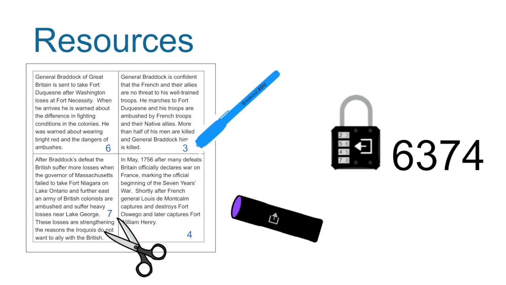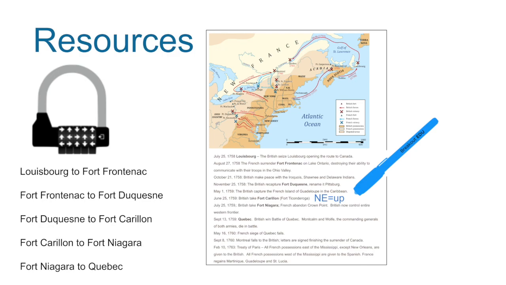You will also hand them the cut-out sequencing of events. Make sure that you write on the sequence of events before you cut them out 6374, as seen on the image. Once the students read and put these events in order, they'll use the black light to reveal the code, 6374. And the students will be handed their last clue, which is the map.